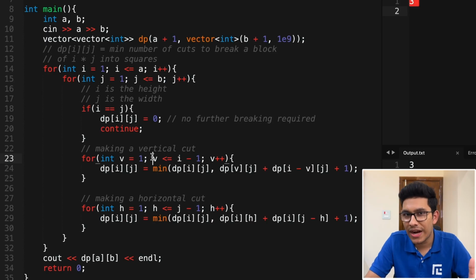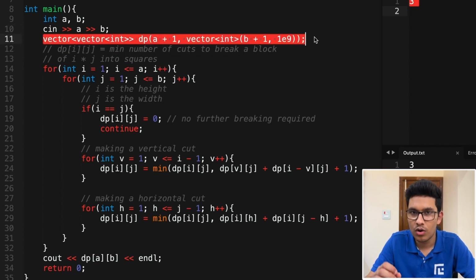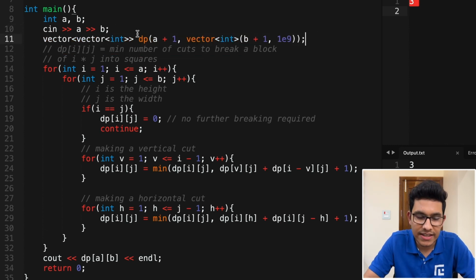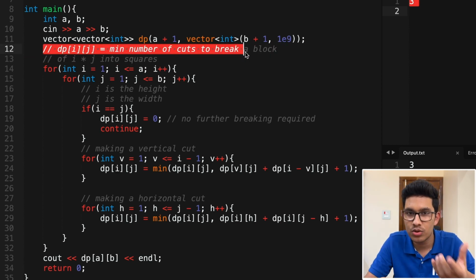Okay, all right, so let's look at the code for this problem. We have these inputs, integers A and B, which are the sides of the rectangle. We define our dp vector as the 2D vector of A cross B, right? And then we say dp of i comma j is the minimum number of cuts to break a block of i cross j into squares.